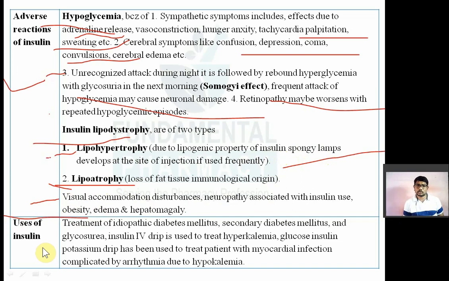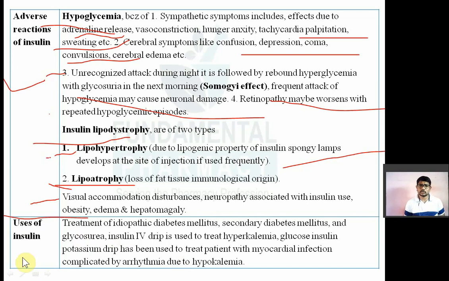Mostly the dose-dependent adverse effect is hypoglycemia, and it is also known as a type 1 adverse drug reaction. Extension of pharmacological action is known as a type 1 adverse drug reaction, augmentation. We have seen this in the very first lecture when we were discussing general pharmacology.